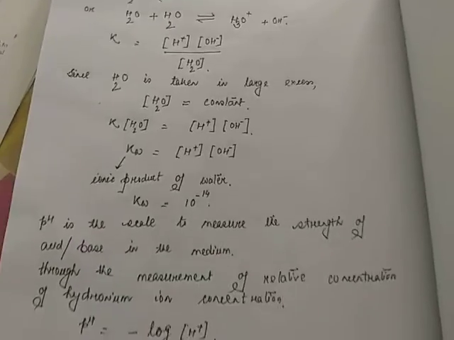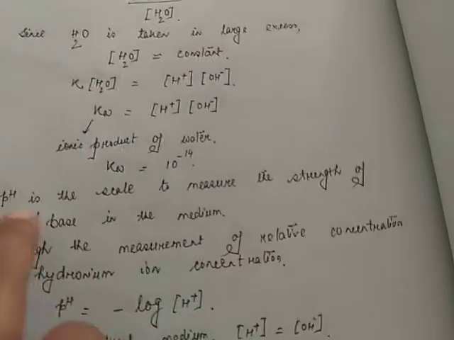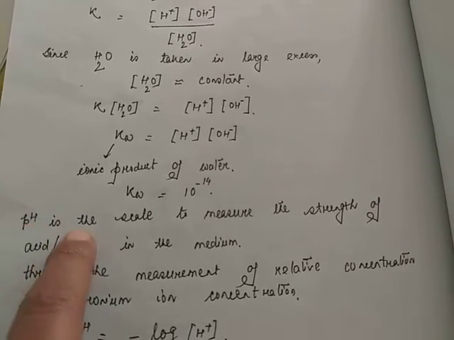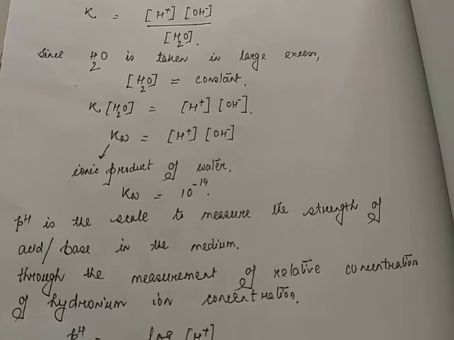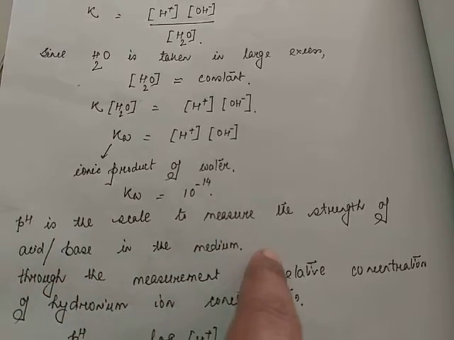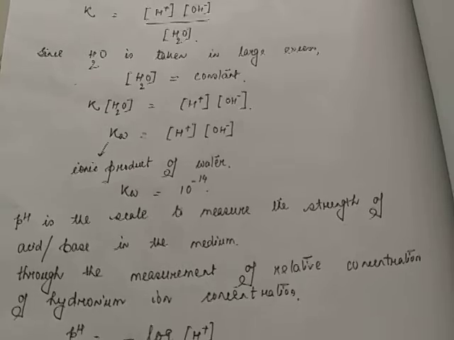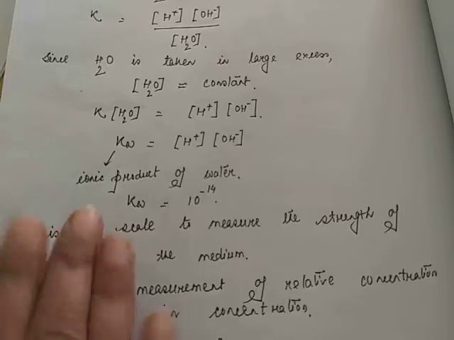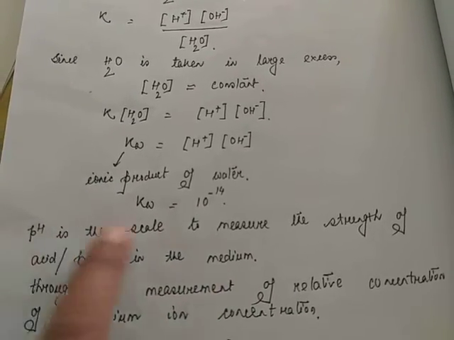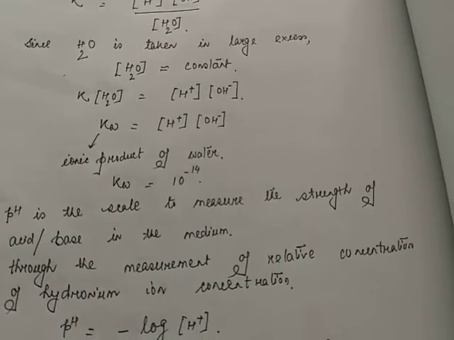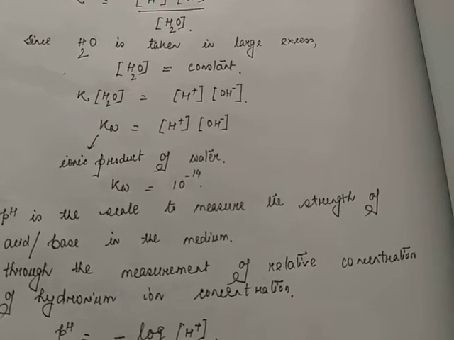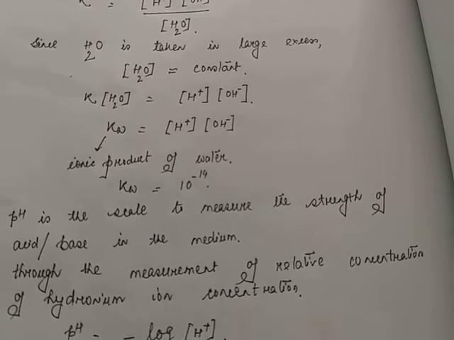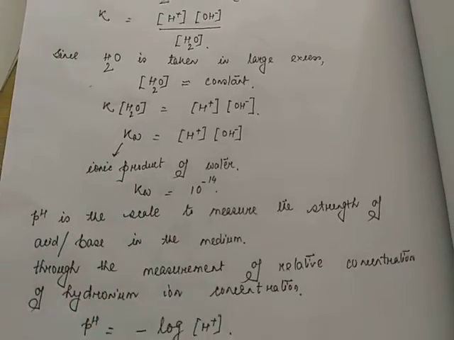Now let's see what is the pH. pH stands for potence hydrogen or power of hydrogen. It is the scale to measure the strength of acid and base in the medium through the measurement of relative concentration of hydrogen ion. So how much hydrogen ion is present, depending upon this, the pH is determined, and this scale decides whether the acid is a strong acid or a weak acid through the numerical values. That means it is purely a quantitative analysis.